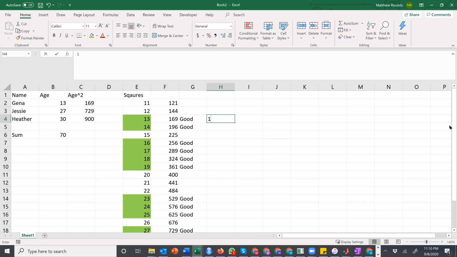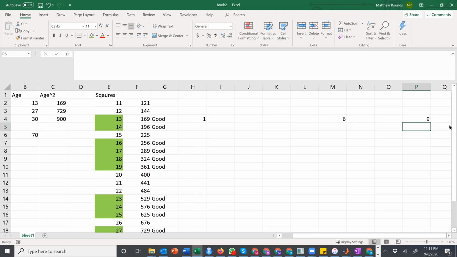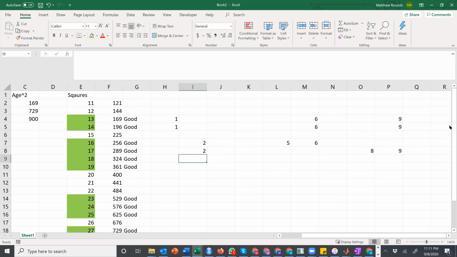So this one has a 1, 2, 3, 4, 5, 6, 7, 8, 9. Okay. And then this one has a 1, a 9, and a 6. And then this one has a 2, a 5, and a 6. And this one has a 2, an 8, and a 9. Do you follow what I'm doing here? Yeah. And we're going to eventually see which ones might give us an overlap here.